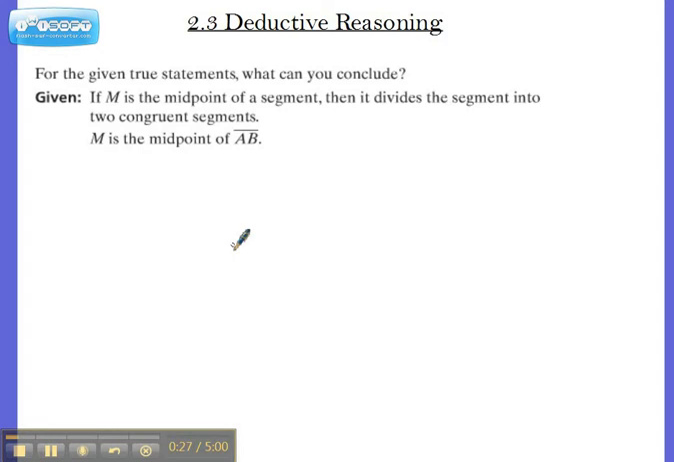So the first one here, that is our conditional. And we know that the hypothesis is true. M is the midpoint of a segment. We know the hypothesis is true because of the second statement. M is the midpoint of AB. So we know that M is the midpoint of AB, and we know that the hypothesis is true of our conditional.